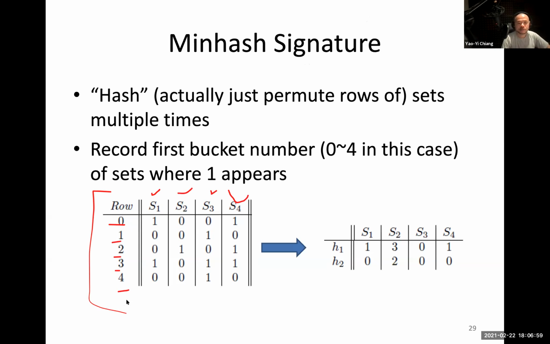And what are these items? What is 0, 1, 2, 3, 4? Well, these are just different types of shingles or different types of items that you can have for each of the documents, right? So this is important. 1 means S1 contains 0, 0 means S1 does not contain 1, and so on, okay? And we talked about this min hash idea.